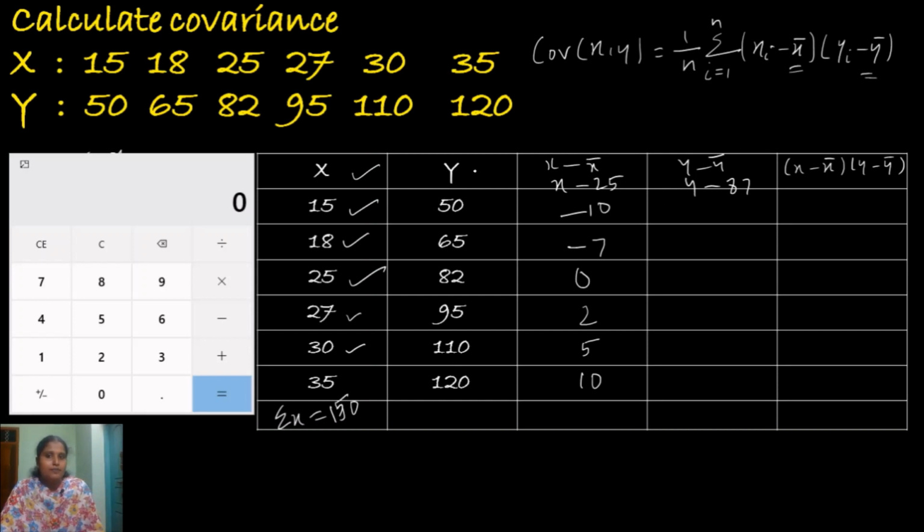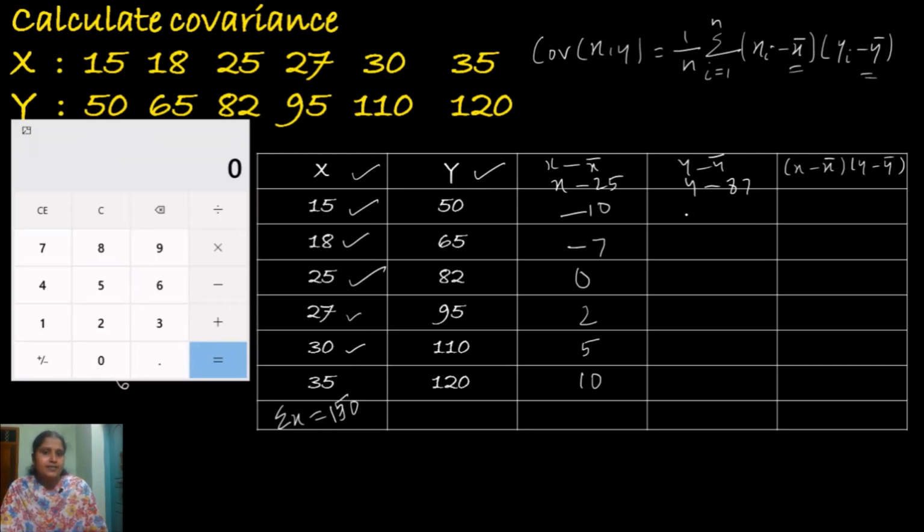And y minus y bar. Now we have to subtract all values of y from 87. 50 minus 87, that is minus 37. 65 minus 87, that is minus 22. 82 minus 87 is minus 5. 95 minus 87 is plus 8. 110 minus 87, we get 23. 120 minus 87, 33.